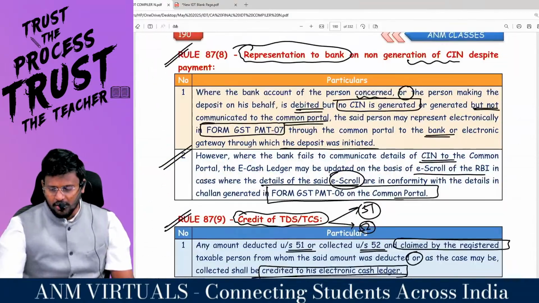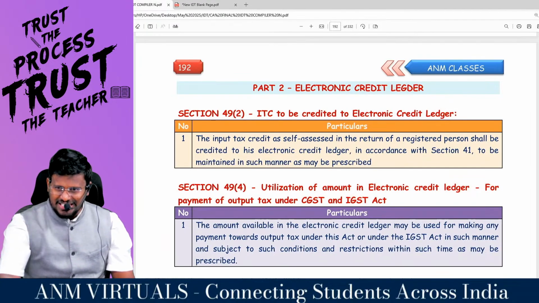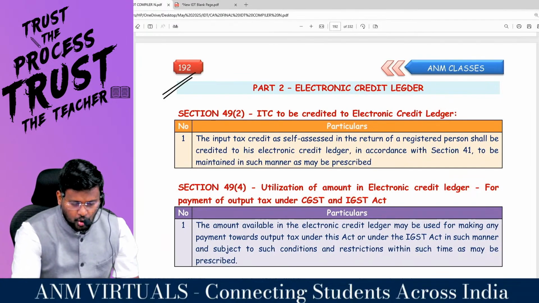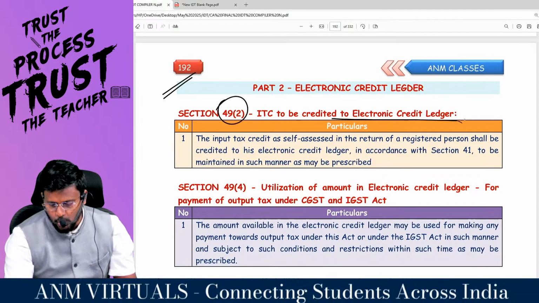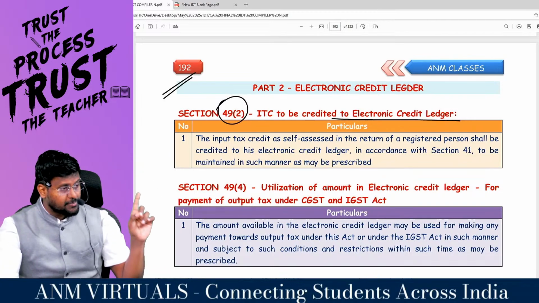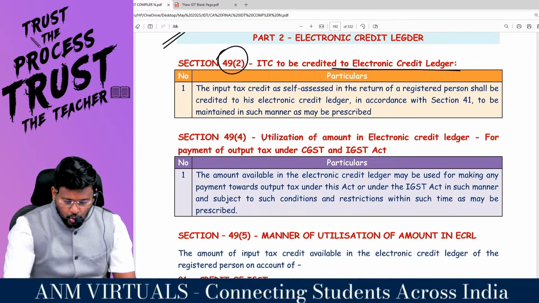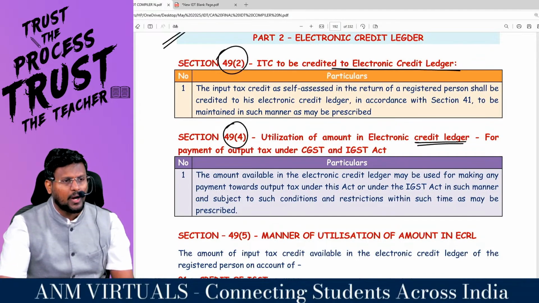In that the biggest slot is the electronic cash ledger. In the coming class, we will be discussing the electronic cash ledger. In that 49 subsection 2, ITC to be credited to the electronic credit ledger. So we are talking about 49 subsection 2. And we are going to talk about 49 subsection 4, utilization of amount in the electronic credit ledger.